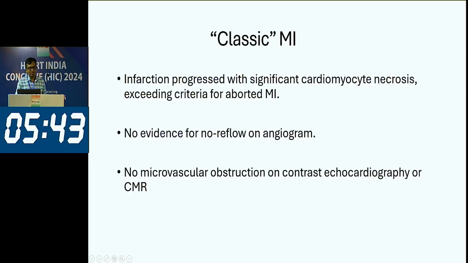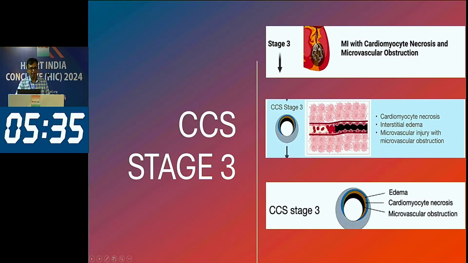So infarction has progressed with significant cardiomyocyte necrosis. There is no evidence of no-reflow on angiogram, and there is no microvascular obstruction. Now coming to stage 3, here ischemic microvascular injury is the hallmark of this stage. Here you will see cardiomyocyte necrosis, interstitial edema, and microvascular injury. So this is the hallmark of this stage.